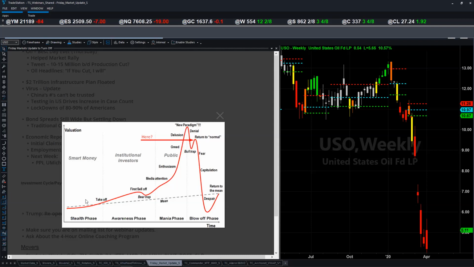We start out in this phase where smart money says, hey, there's some great valuation in the markets right now. Then we get into this awareness phase where institutional investors say, you know what? Hey, maybe there is something here. We have the momentum that's going. We have some valuation that's happening. We see investors are starting to nibble in and buy some bonds, and then it starts to move up.